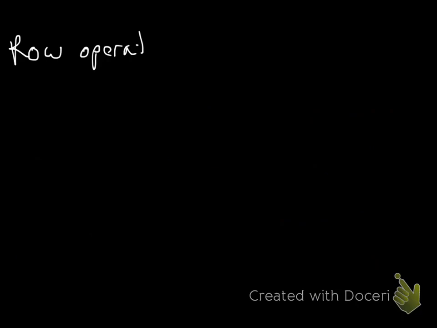Okay. Now let's look at the second row operation we're allowed to do. We're allowed to multiply a row by a non-zero number or non-zero constant.